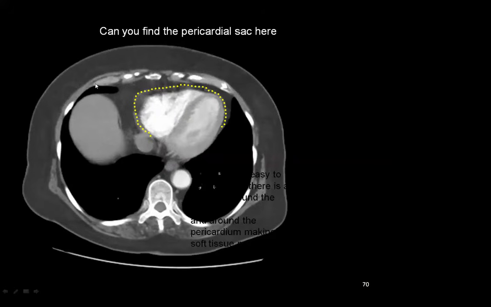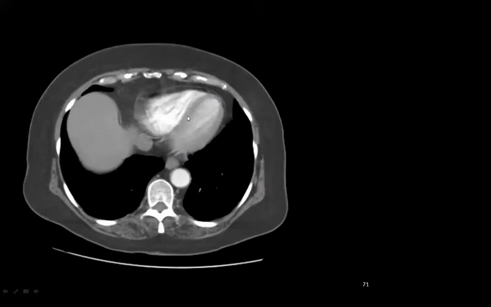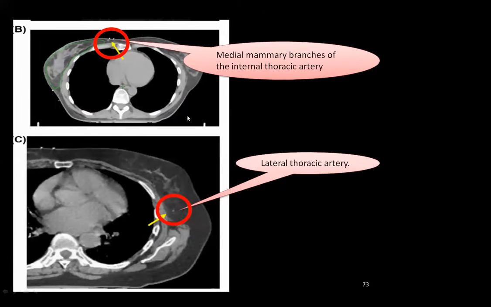This is the pericardial sac. Remember, when you are contouring the heart, you should not include the pericardium. If you include the pericardium, your heart dose will show falsely increased dose. So you should not contour the pericardium when contouring the heart. So these are all the structures.